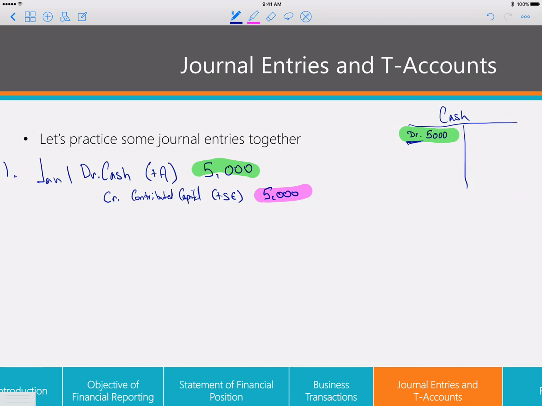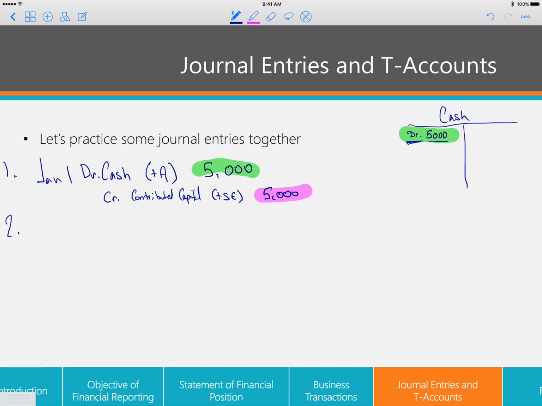Your company decides that they are going to purchase a truck for $30,000, but you don't have the cash to pay for it now, right? You only have $5,000. So you buy the truck in exchange for a note payable. So you buy a $30,000 truck in exchange for a note payable. Why don't you try that out?